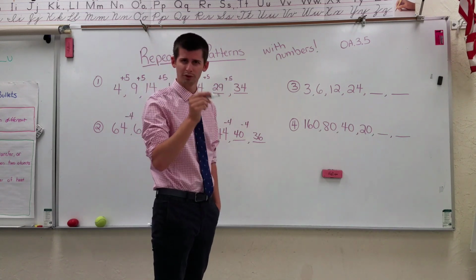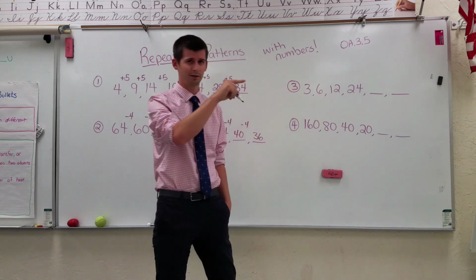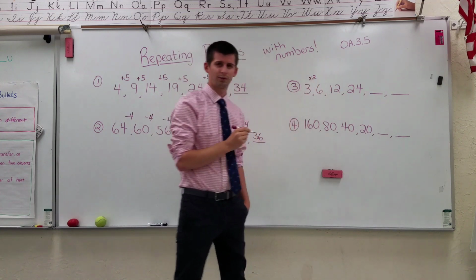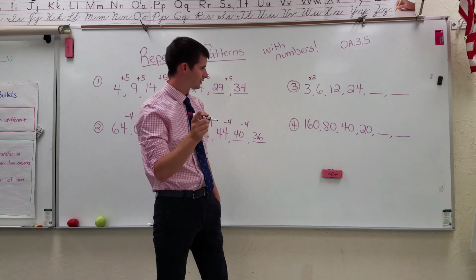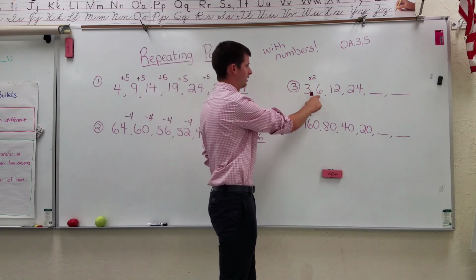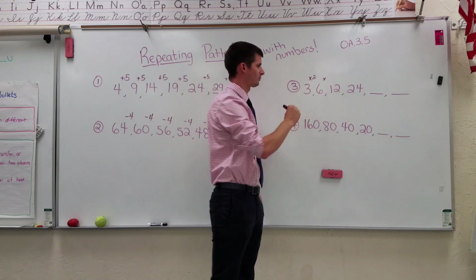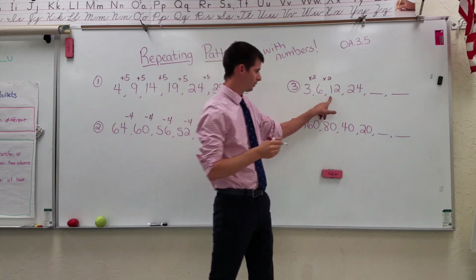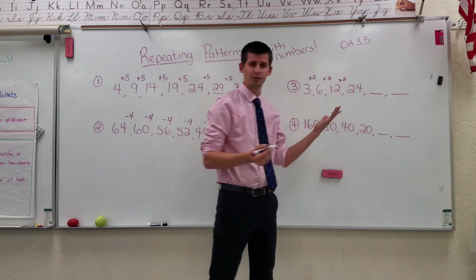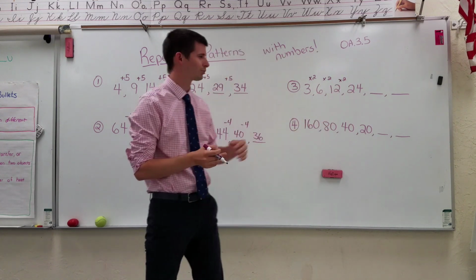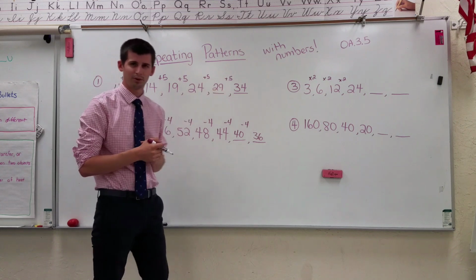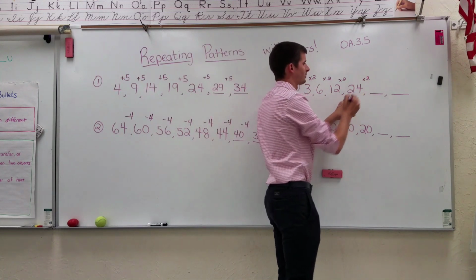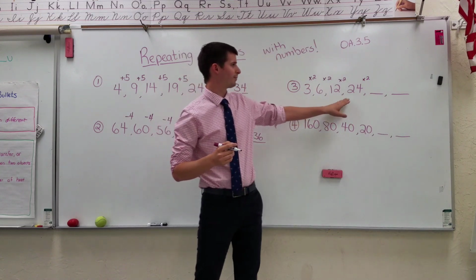So let me try to multiply 3 by something to get 6. All right, so 3 times 2 will give me 6. Let me check to see if this rule works for all the others. All right, 6 times what gives me 12? 6 times 2. All right, so then 12 times 2 gives me 24. So now I know my rule, that rule that I'm repeating, I'm multiplying by 2. So I take my 24, multiply that by 2. I can do it by place value.